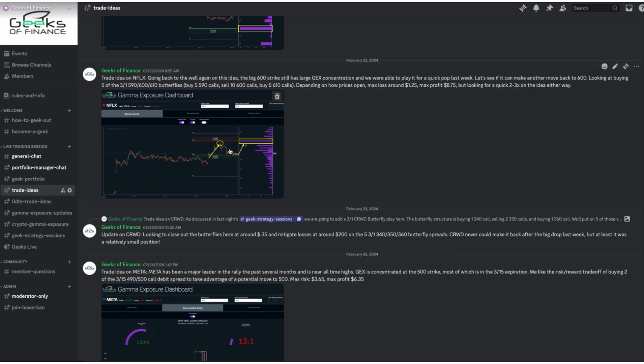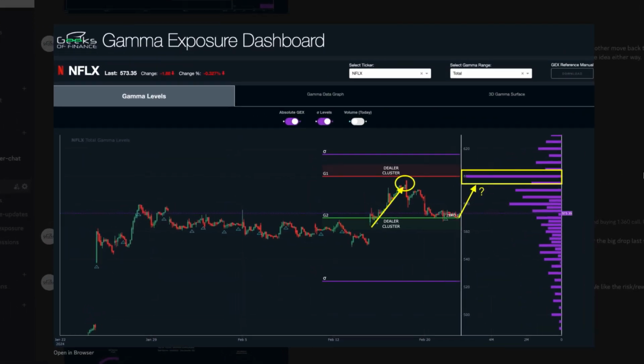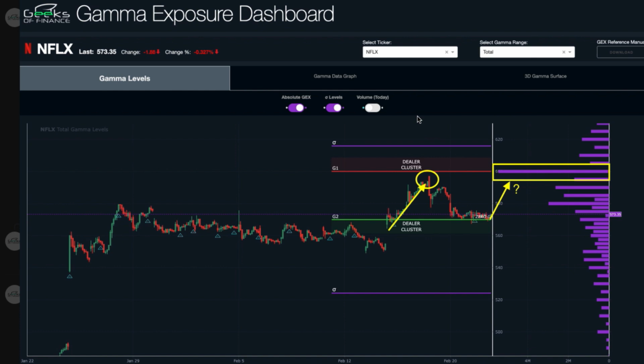Let's look at another example. This one is actually on Netflix, which we had posted in our trading community Discord. And you can see here, we're actually highlighting the move off of the lower dealer cluster down here, moving all the way up into the higher dealer cluster, just missed it by a slight hair, had a reversal all the way back down again to the lower dealer cluster. And so our idea was that there is a potential reversal about to take place from this lower dealer cluster.